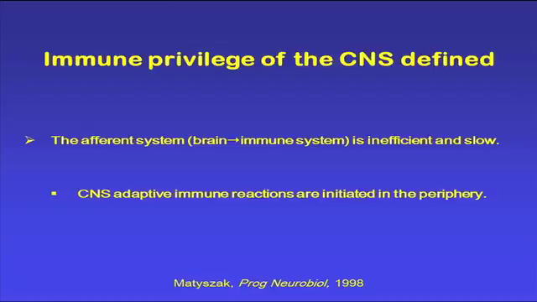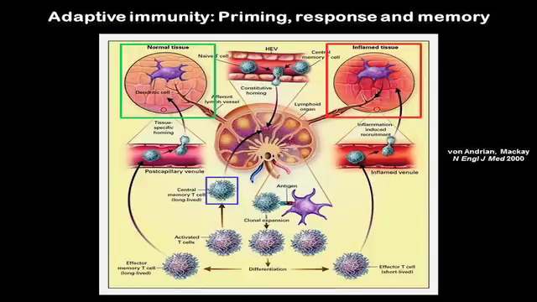In order to understand how that works and why the CNS is so different, we need to look at a sort of generic immune response, and that's shown on the next slide. So we're going to look at adaptive immunity at the level of priming, response, and immune memory.